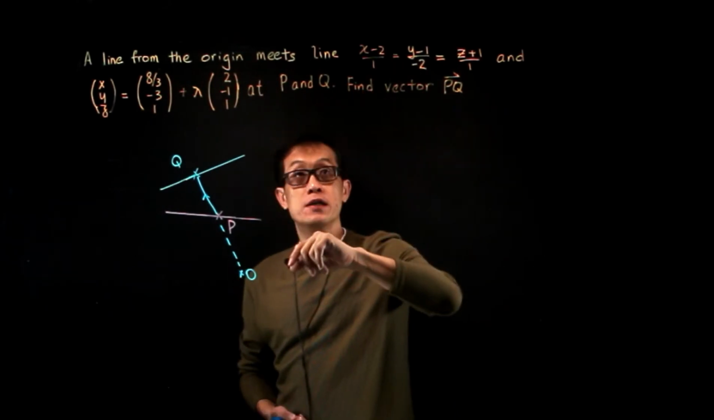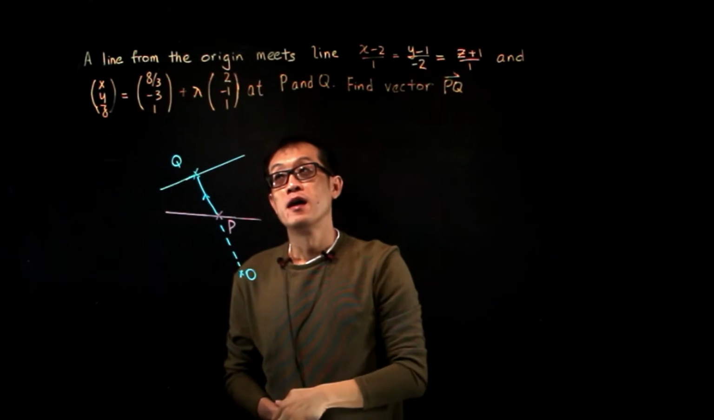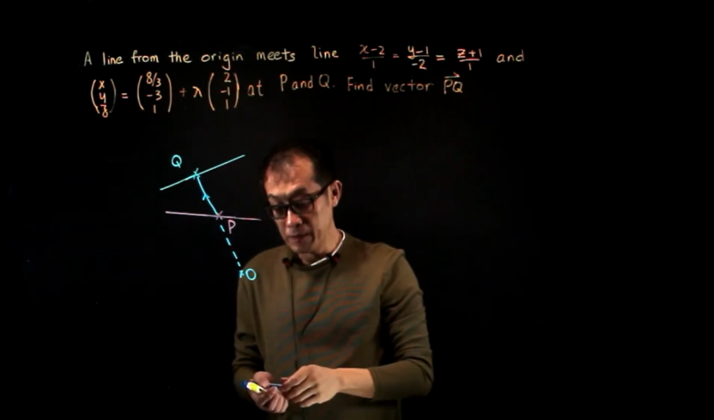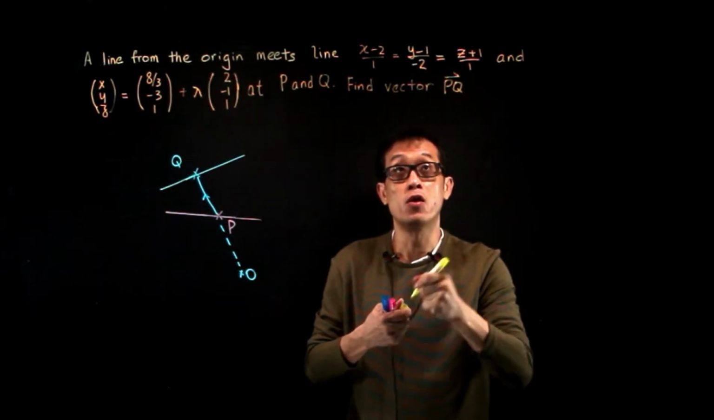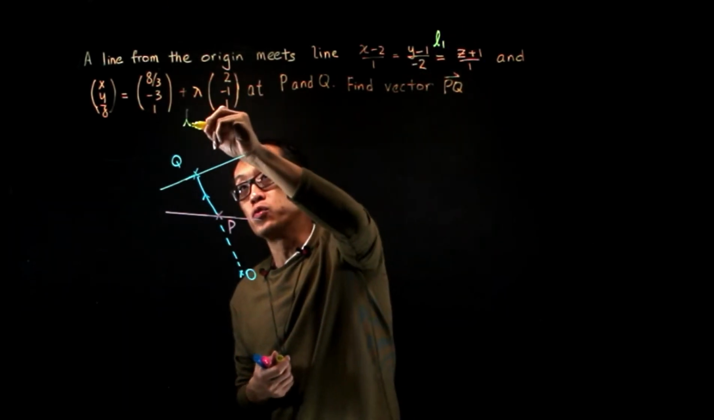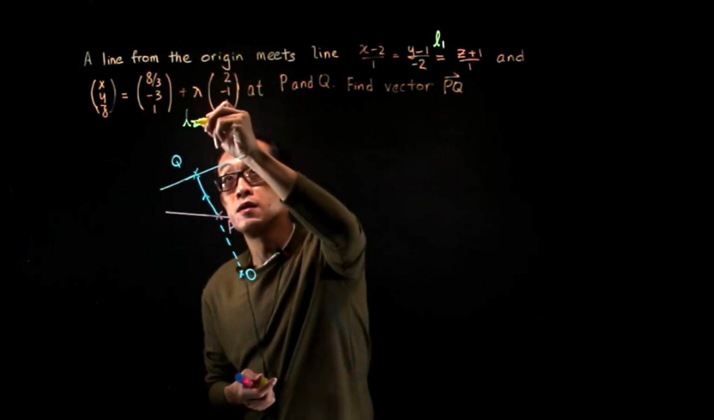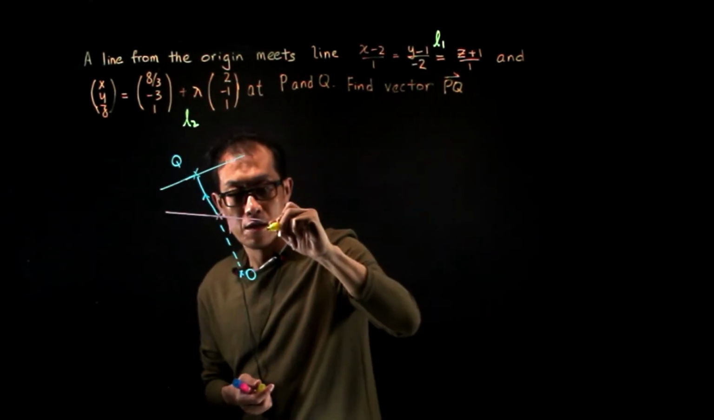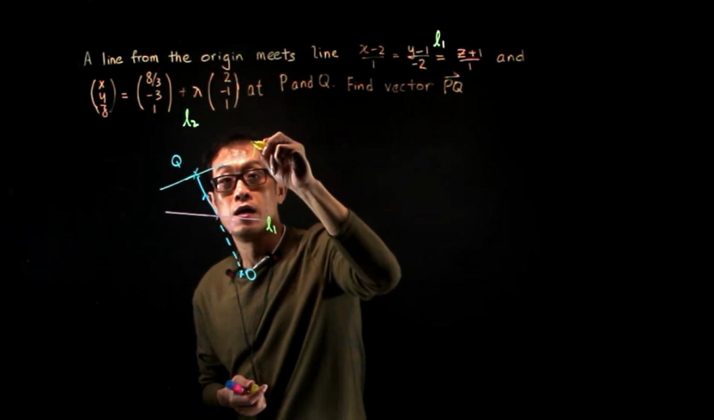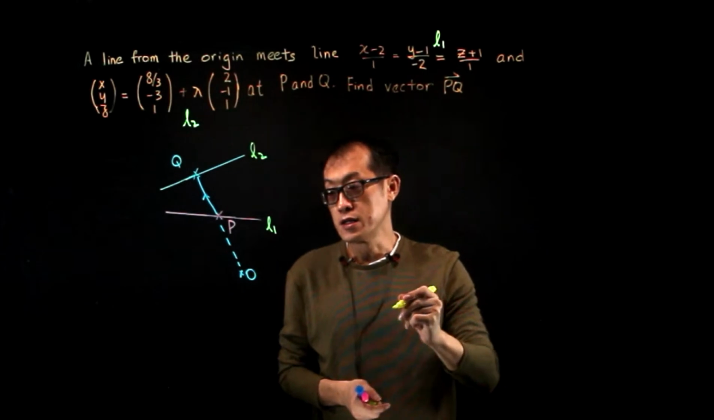Now what we can do is we can change this to a vector equation form. So let's call this L1 and this L2. Alright, so this is L1. L1 is here, L2 is here. Now let's change L1 to a Cartesian equation form.